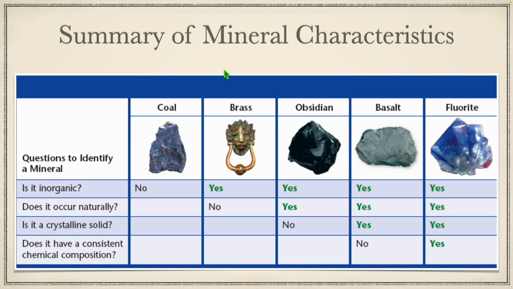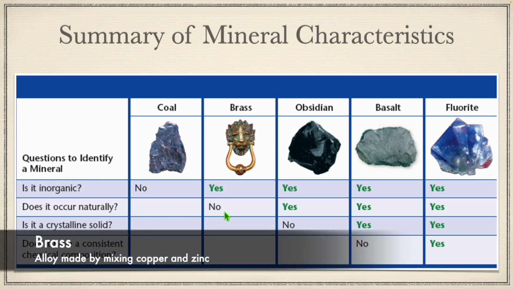So here we have a summary of mineral characteristics. So coal, for example. If we read through our properties here, is it inorganic? Well, coal is not. It is in fact organic. It comes from plant remains. So it's not a mineral. Brass. Well, brass is inorganic, but does it occur naturally? No. This is a man-made alloy.